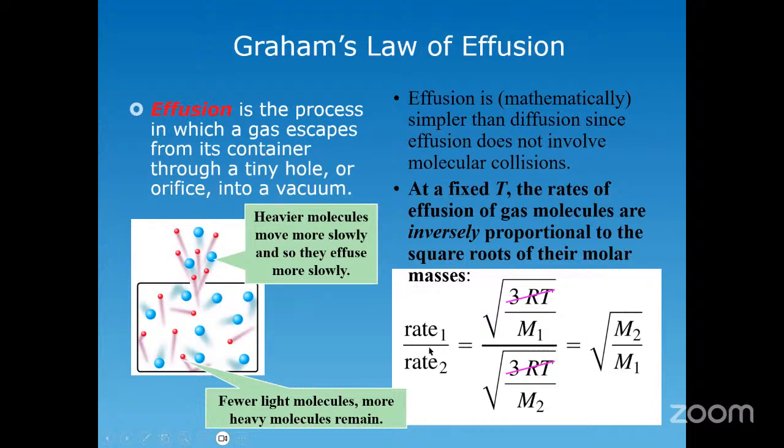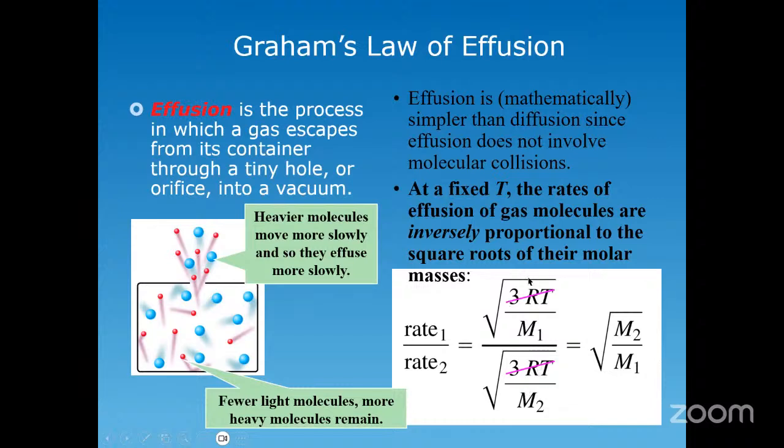So if we have 2 gases, gas 1 and gas 2, the rate of effusion of gas 1 divided by the rate of effusion of gas 2 can be basically calculated based on their root mean squared speeds. And that's what each of these terms represent. This represents the root mean squared speed of gas 1. This represents the root mean squared speed of gas 2.